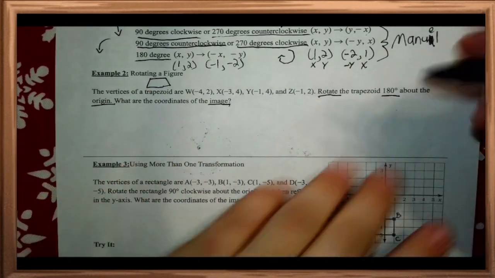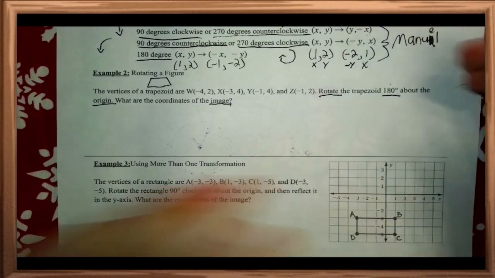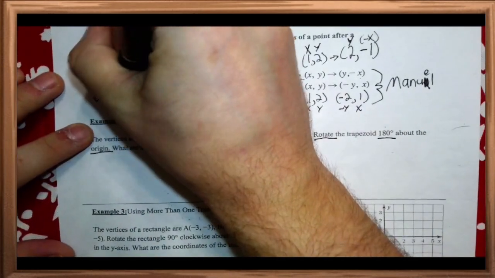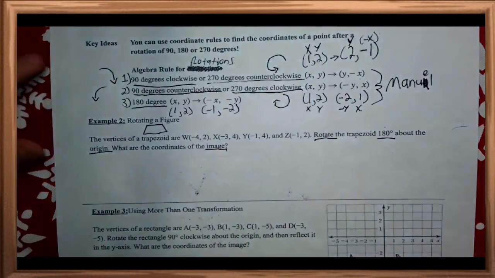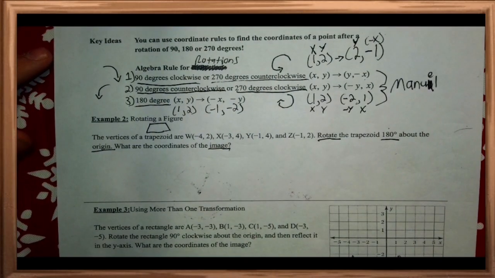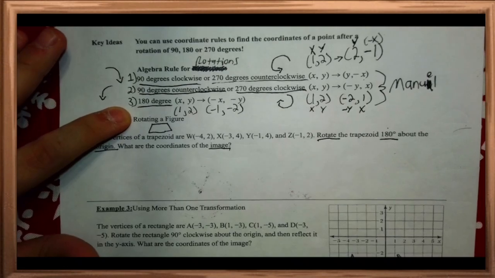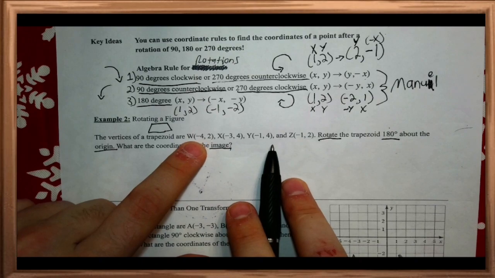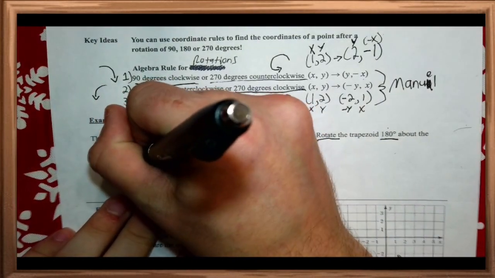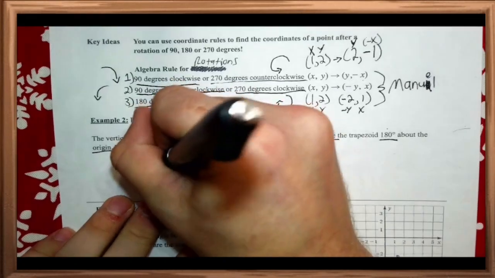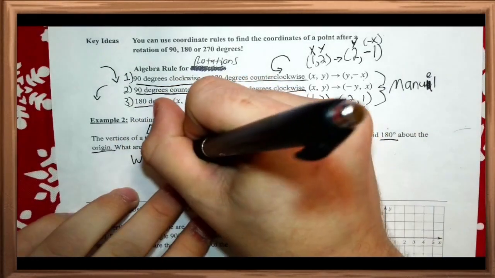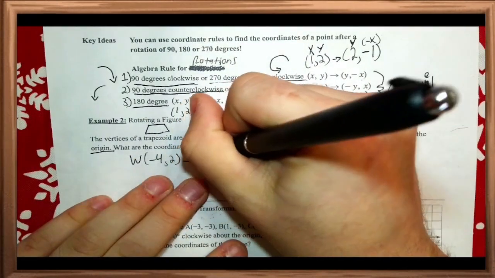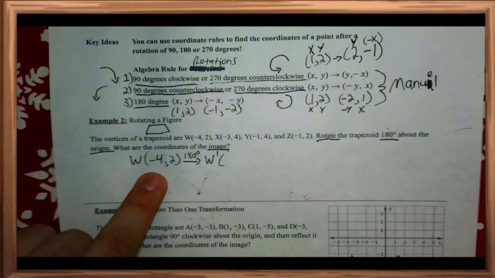So, let's go back to the manual. 180 degrees. Which of these 3 rules are we going to use? Are we going to use rule number 1, rule number 2, or rule number 3? Well, we're going to use rule number 3, aren't we? We're going to just make all these numbers negative versions of themselves. So, if we have w is negative 4, 2, I'm going to draw this arrow and say 180 degrees, right, because we're rotating 180 degrees. What is that new coordinate going to look like?